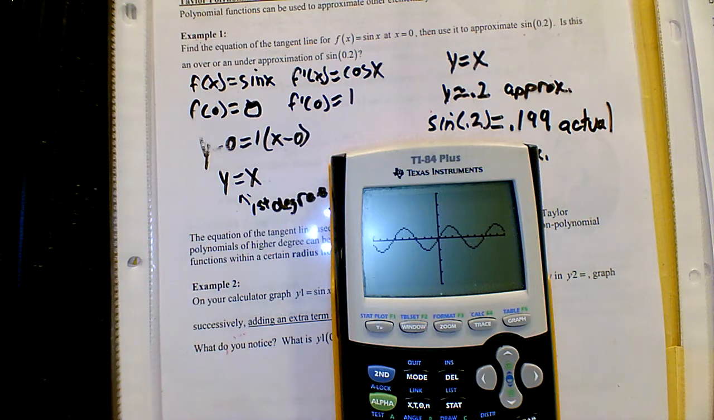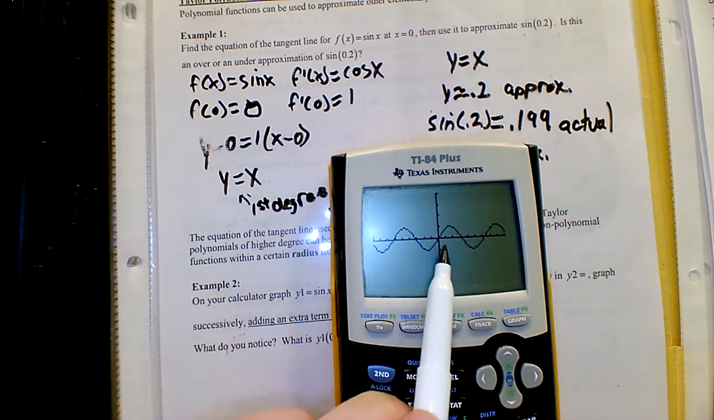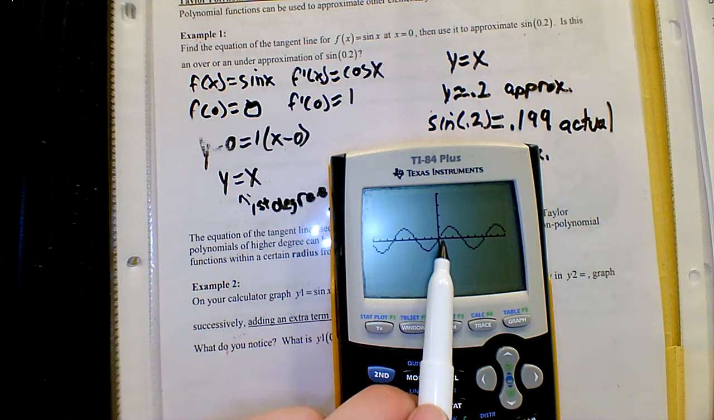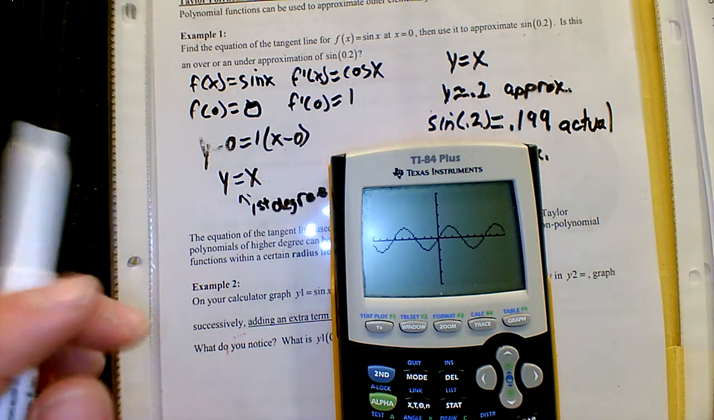Okay, so that's graphing the first one. So this is the function we're talking about. We're talking about sine x. This is what the sine x graph looks like. In example 1, we approximated it at 0.2, so very close to 0 here. We approximated it, and we used y equals x to help us approximate it.